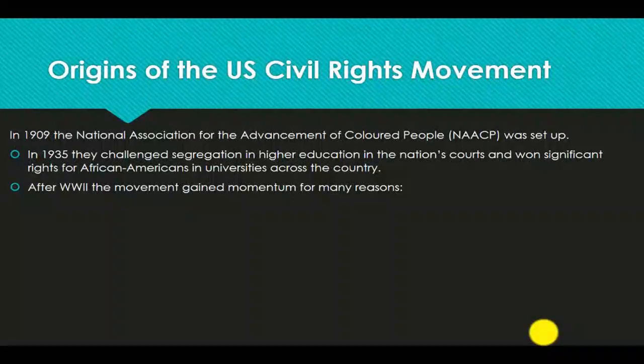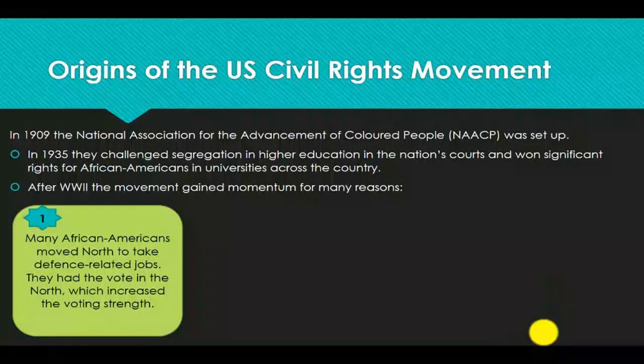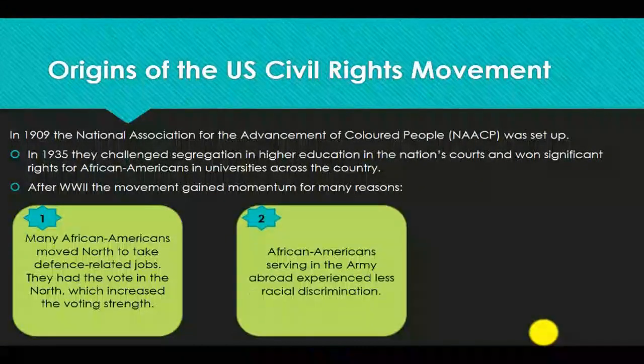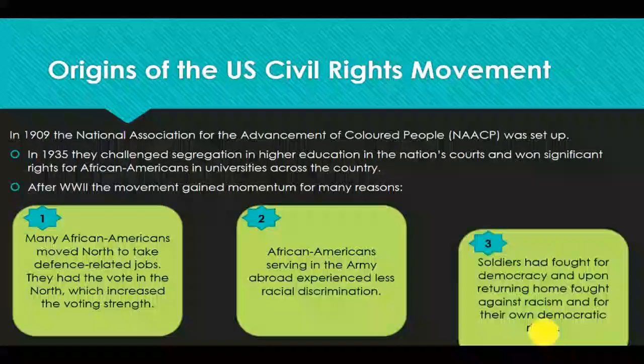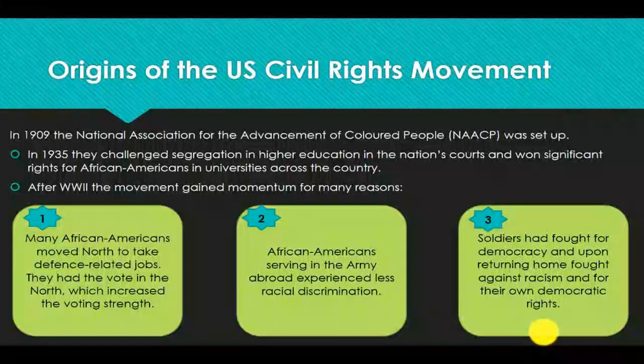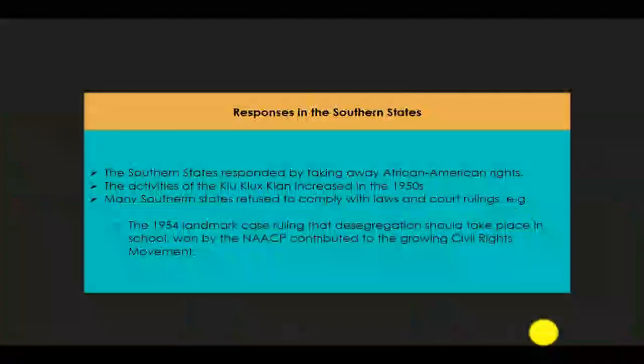After World War II, the movement gained momentum for many reasons. Firstly, many African Americans moved north to take defense-related jobs. They had the vote in the north. The north was definitely more liberal, which increased the voting strength. African Americans serving in the army abroad experienced less racial discrimination, and soldiers had fought for democracy and, upon returning home, fought against racism and for their own democratic rights, okay? So that starts the foundation and the reasons why people started fighting for rights in the USA.